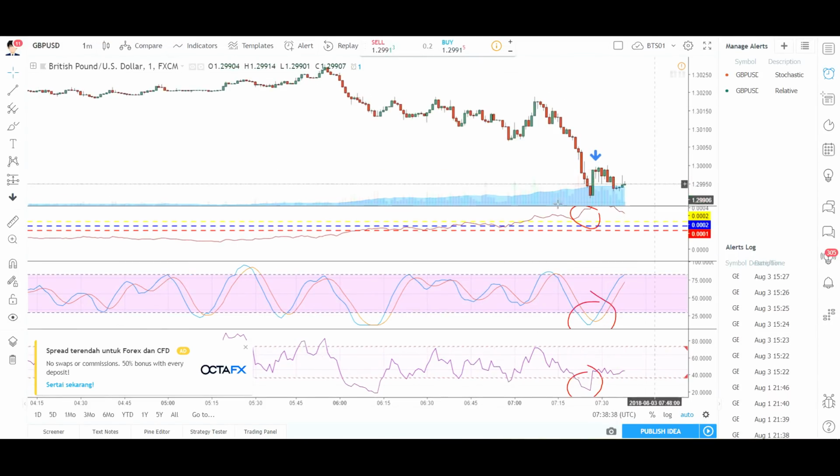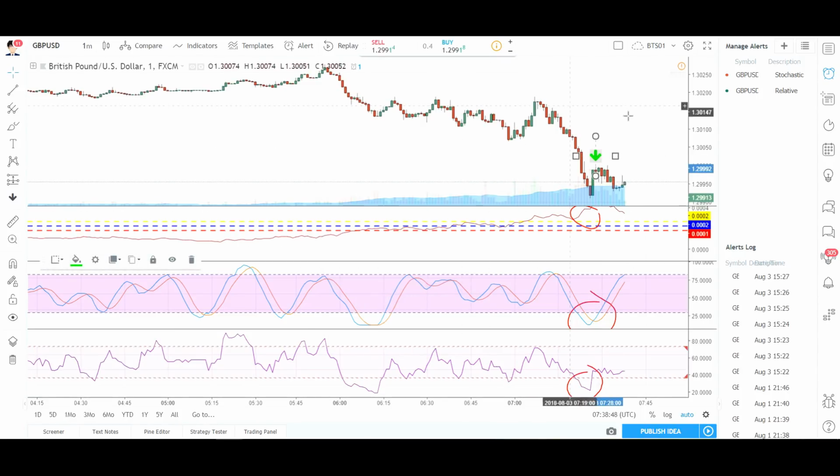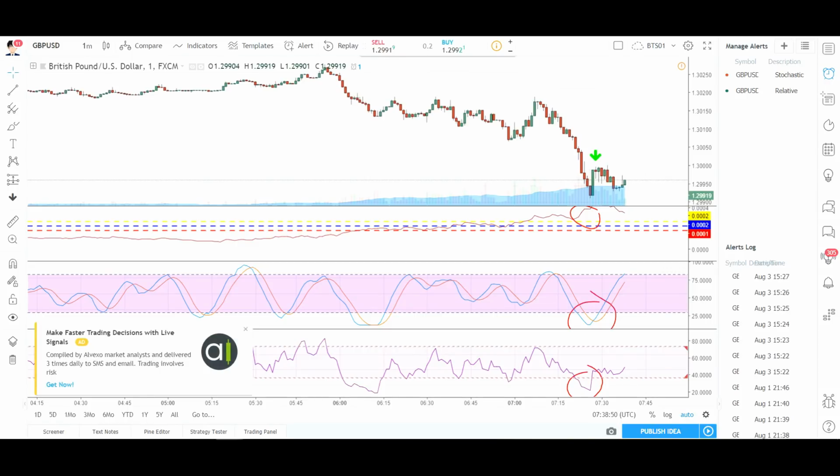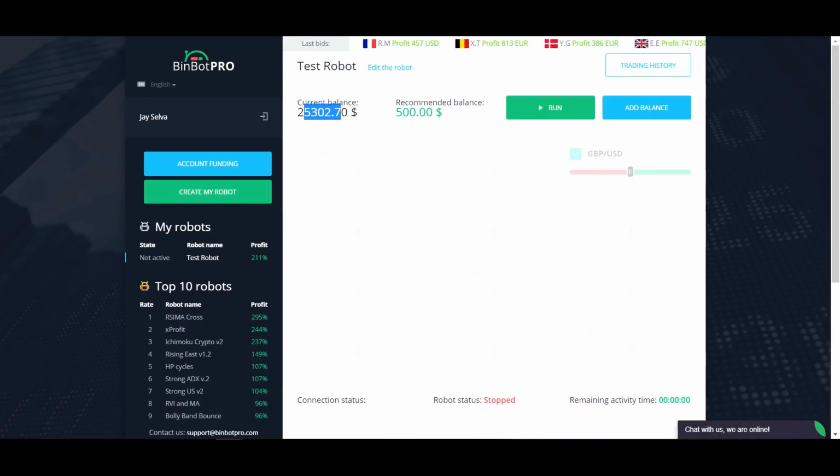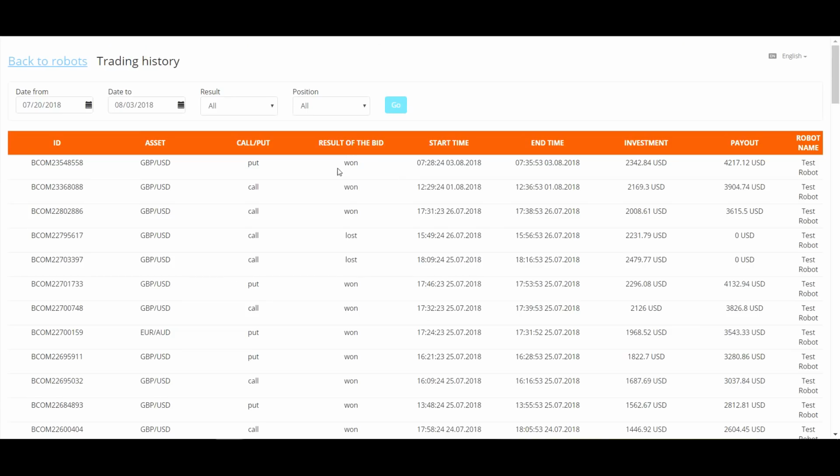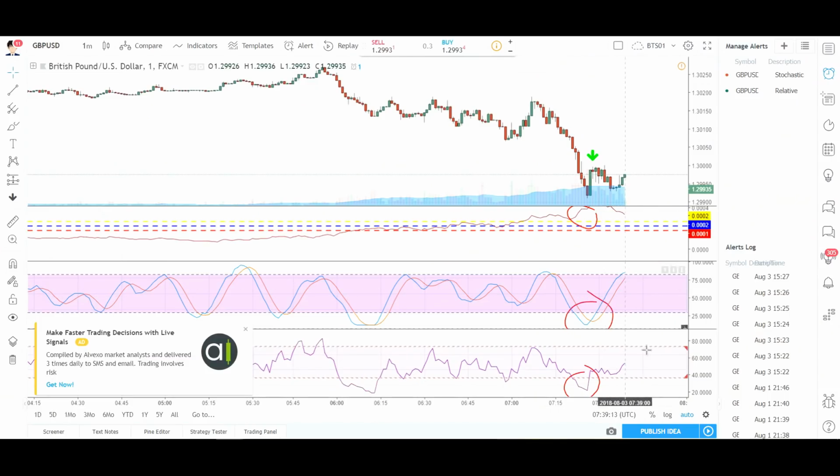Alright guys, it seems that the candle totally went the way that we want, so it is a really good win. I'm going to change the arrow to green. Let me show you my Binbot Pro. My balance right now stands at 25,000, and here is the trade history. I put at about 728, and I earned near 2 grand from that trade alone. That's a pretty good example of method 1 that is in my PDF. Let's wait for another trade setup, and then I'm going to demonstrate. Stay tuned, guys.